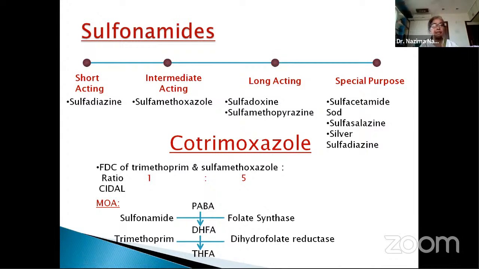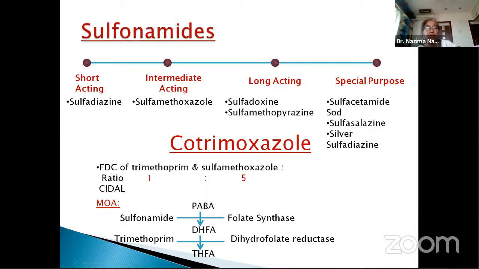Now, coming to the mechanism of action. This drug's mechanism of action is very important. It can be asked as a short note. The conversion of PABA, para-amino benzoic acid, to dihydrofolic acid takes place by the enzyme folate synthetase. This enzyme folate synthetase is inhibited by the sulfonamide, whereas the conversion of dihydrofolic acid to tetrahydrofolic acid takes place with the help of enzyme dihydrofolate reductase.